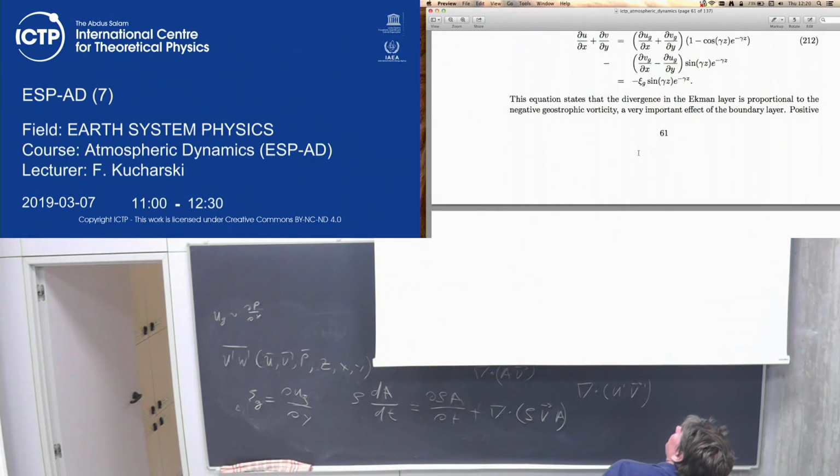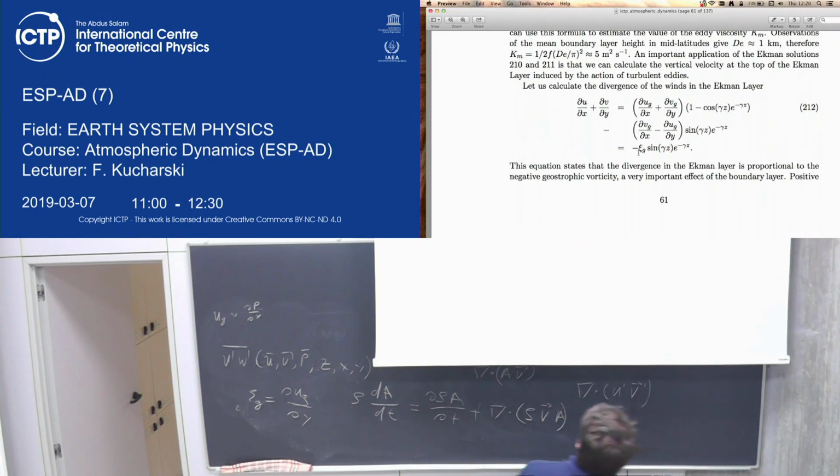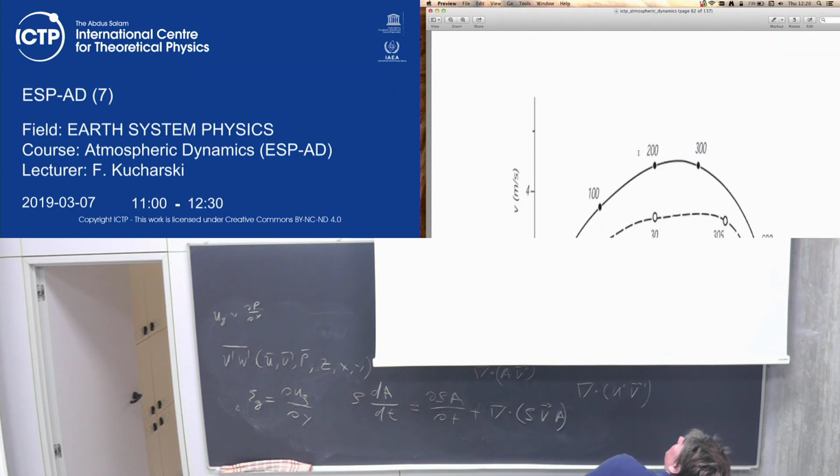So the final expression is this. We get an interesting relation between geostrophic vorticity and divergent wind in the boundary layer, and that expression is this here. This is our expression.